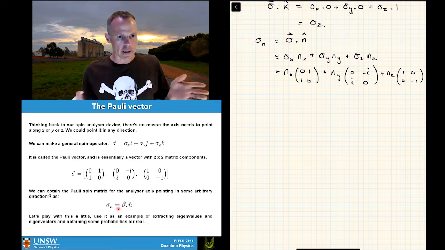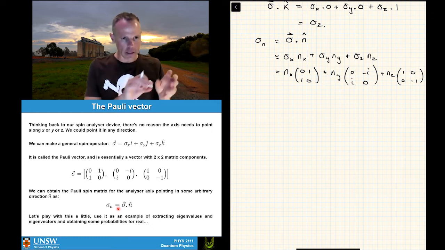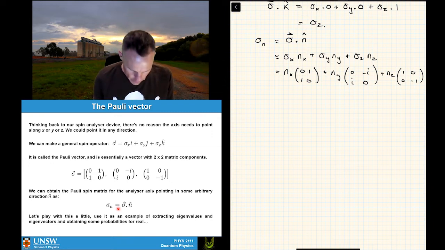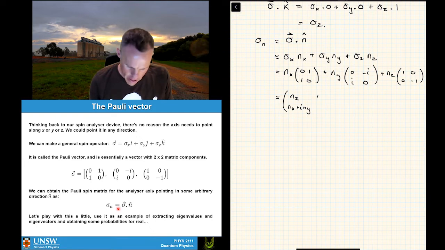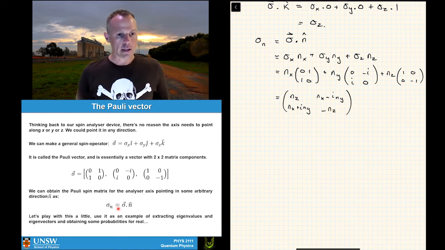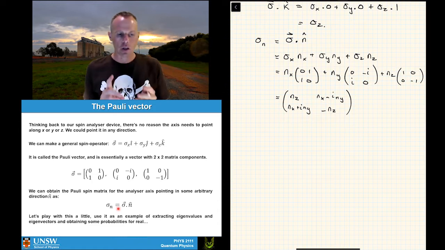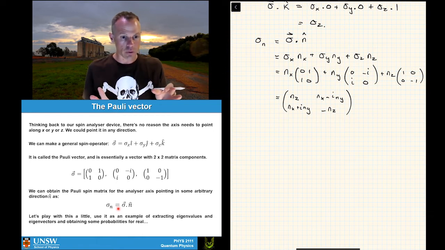Now, one thing you know about matrices is that you can just add them up, right? So we can multiply the n into the matrix, add those matrices together, and get a matrix that looks like this: nz, nx plus i ny, nx minus i ny, and minus nz down the bottom here. Okay? And so now we have a special Pauli matrix that, depending on which direction it points in, has a slightly different value, right?